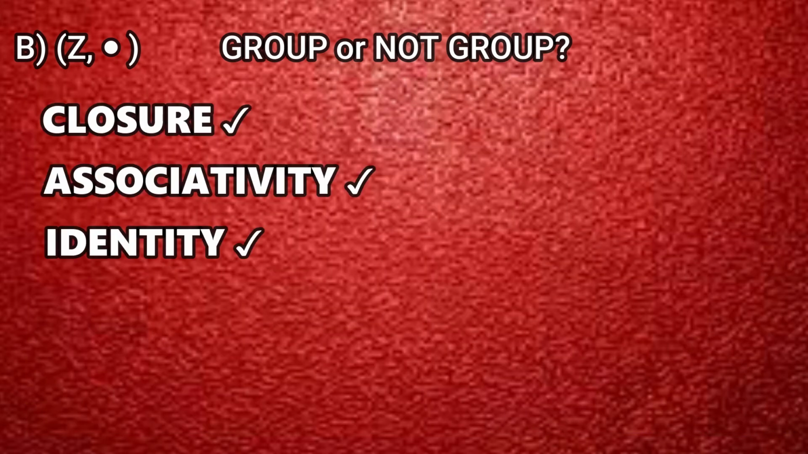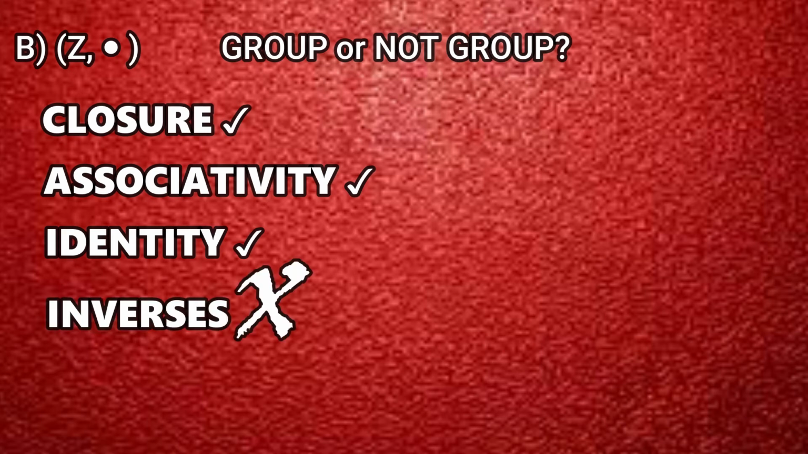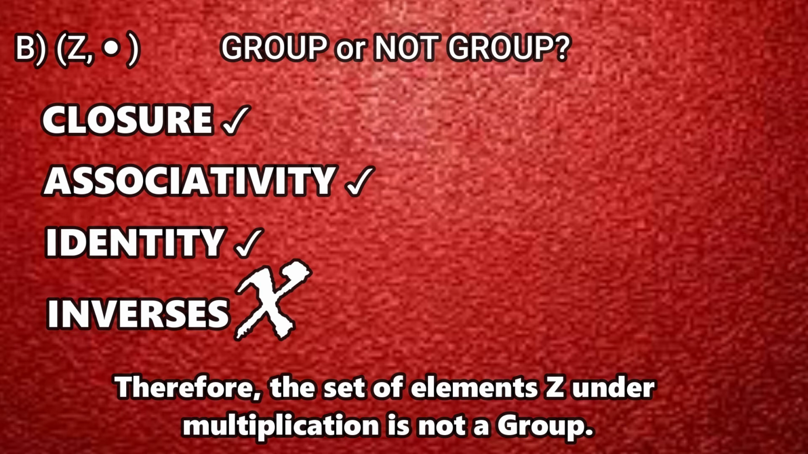In this example, we have proven that the set of integers under multiplication holds the first three properties: the closure property, associative property, and the identity property. However, it does not satisfy the last property, which is the inverses. Therefore, the set of elements Z under multiplication is not a group.